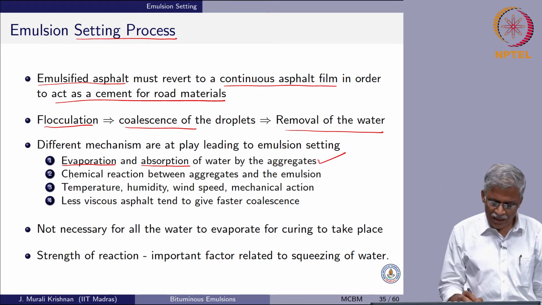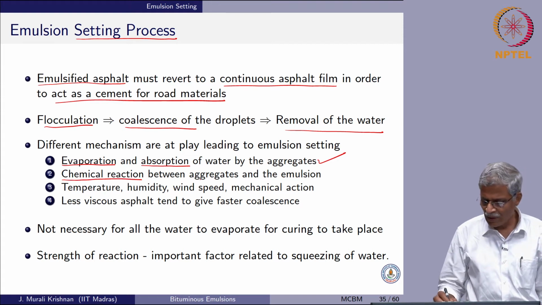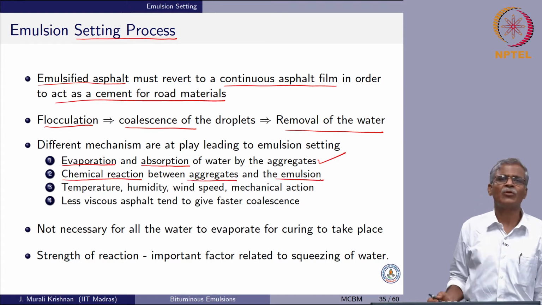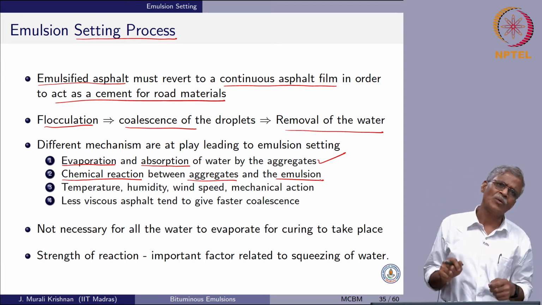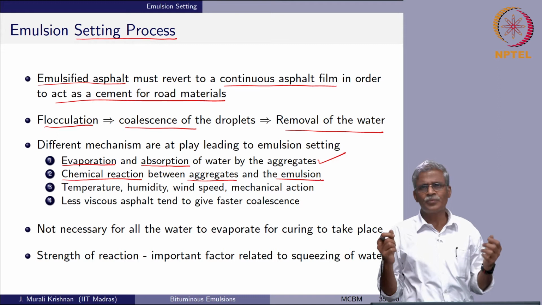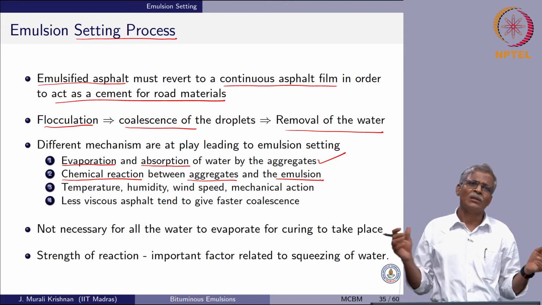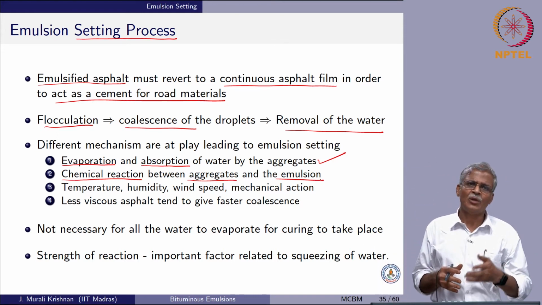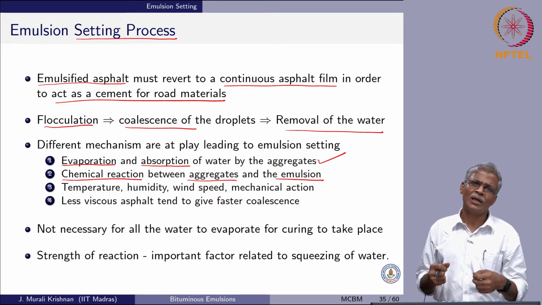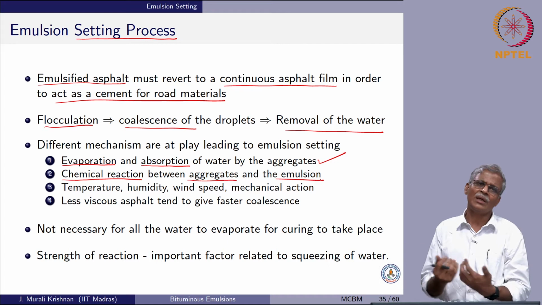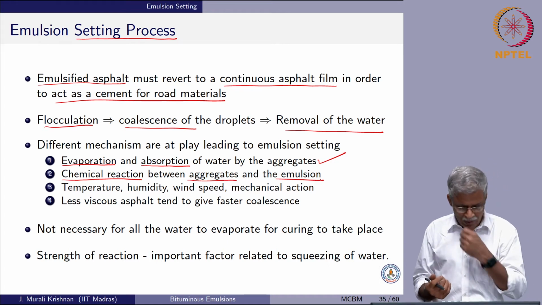Second, there could be a chemical reaction between the aggregates and the emulsion. For instance, if the net surface charge of the aggregate is negative, and you are using a cationic emulsion, there is going to be immediate attraction. The electrostatic potential that you need to break is gone, there is no repulsion, and immediately a breakage is going to happen.